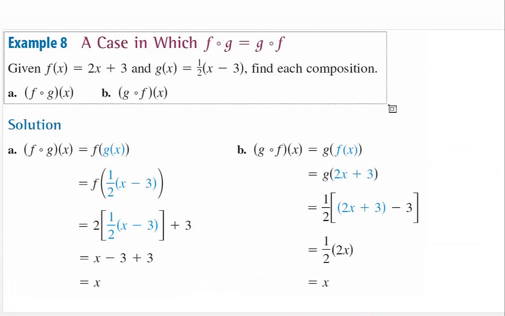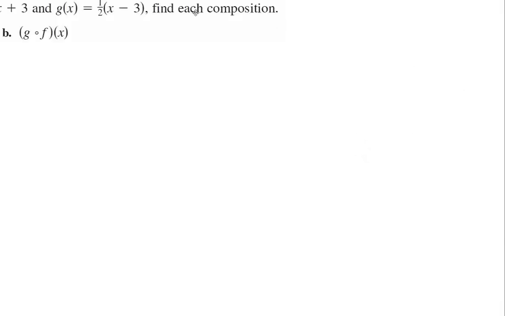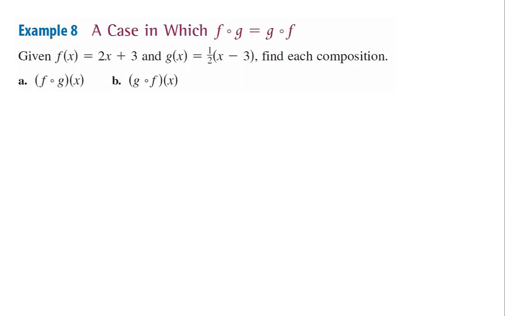So let's take a look at this example right here. Okay, so we need to find f composed with g, and then g composed with f. So f composed with g. What's the g function? The g function is 1/2 x minus 3. That's the g function right here that's given to us. Now we need to take this, plug it into the f function. The f function is 2x plus 3.